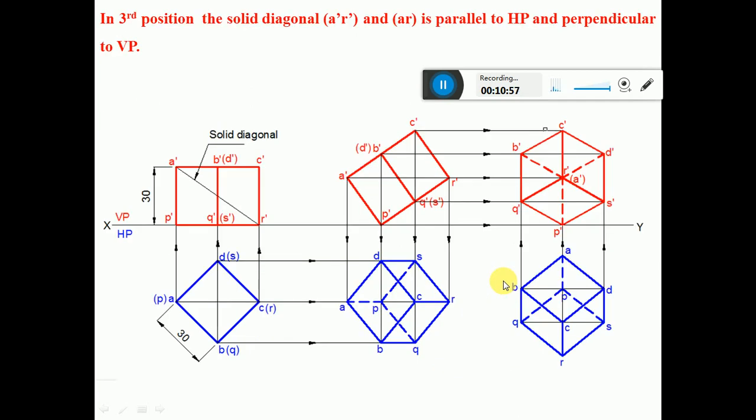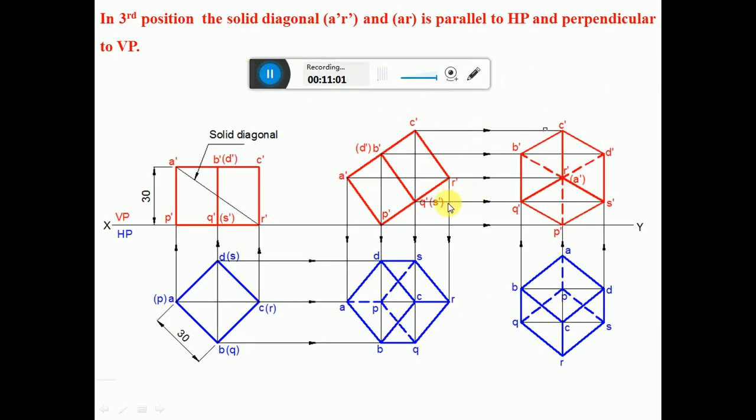Now in the third position, you can see that it says a solid diagonal has to be perpendicular. So which is the solid diagonal now? A to R is the solid diagonal which is parallel to HP, and here also it is parallel to VP. Now we have to make this perpendicular to VP. If you want to make it perpendicular to VP, then you have to rotate such that A should come here, and it can be rotated either clockwise or anti-clockwise.